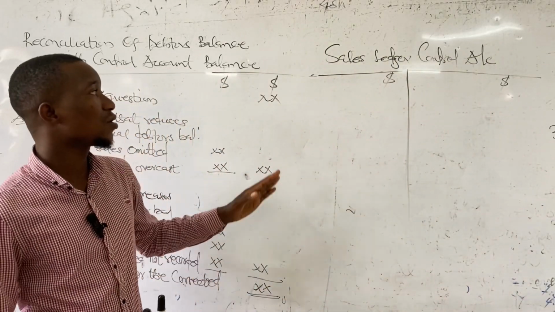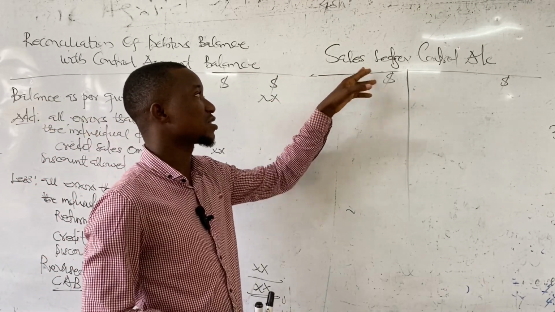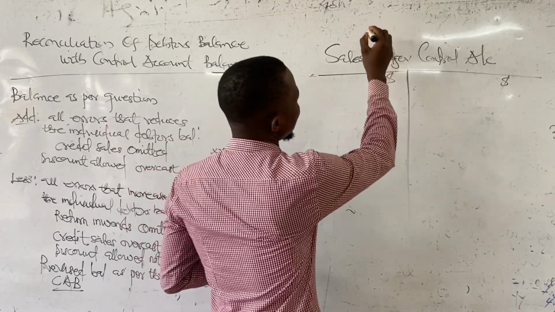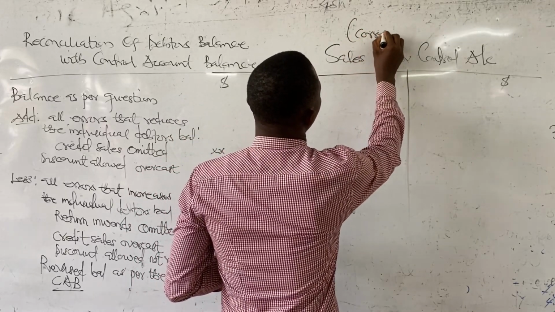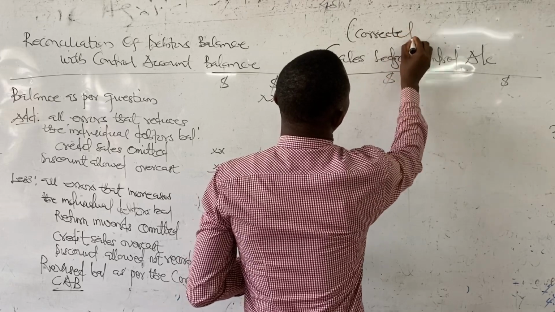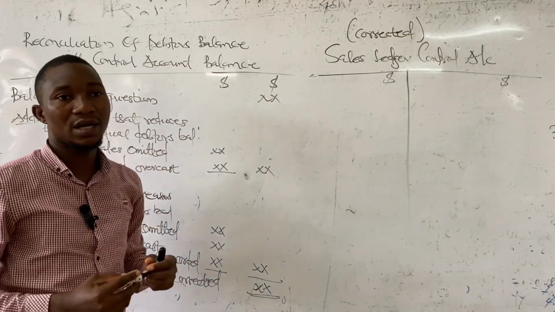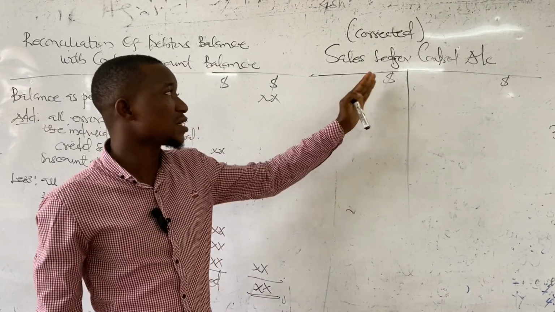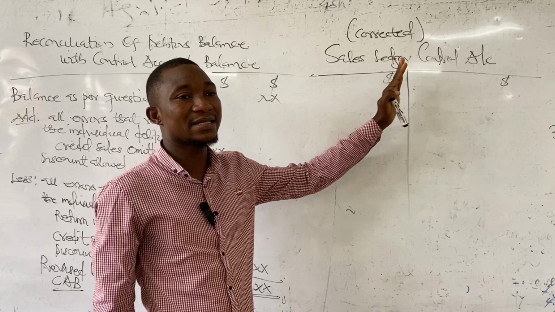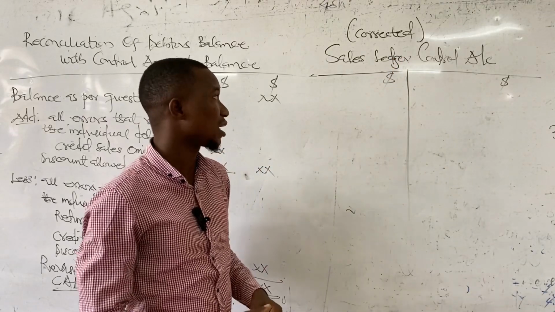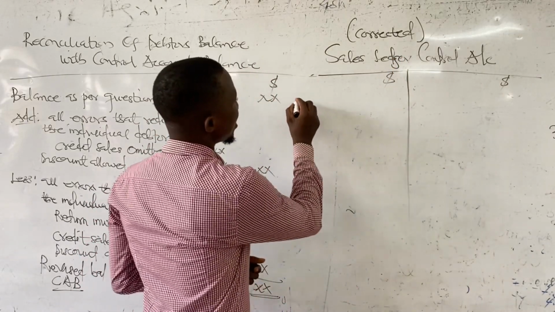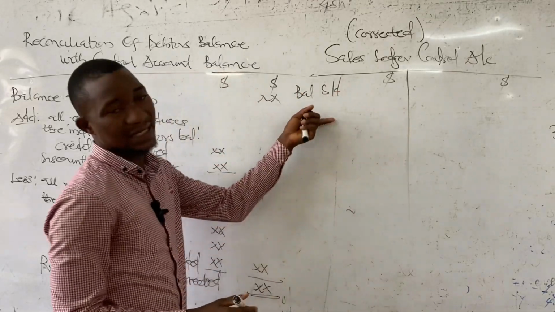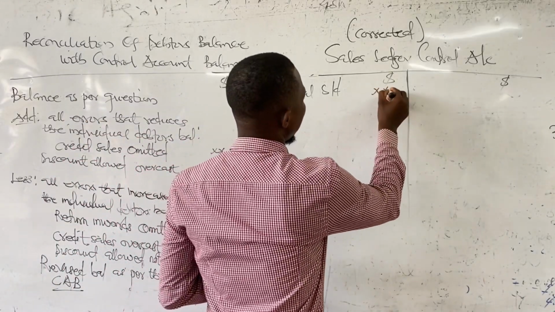So after that, let's also look at the format of the sales ledger control account. This format is the corrected, or the adjusted, sales ledger control account. And the format of this is very simple. You know that the sales ledger control account is the same as the debtors control account, debtors ledger control account, and they have a normal debit balance. So the balance brought down, or balance as per question, will be recorded at the debit side.